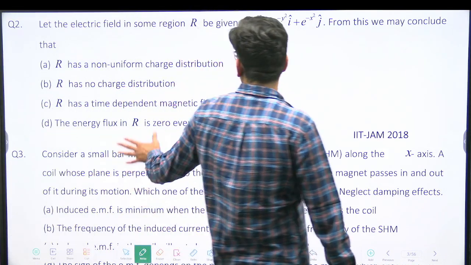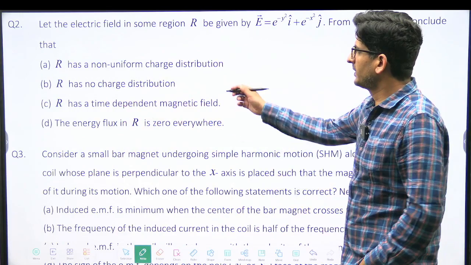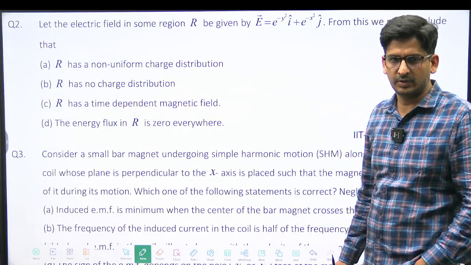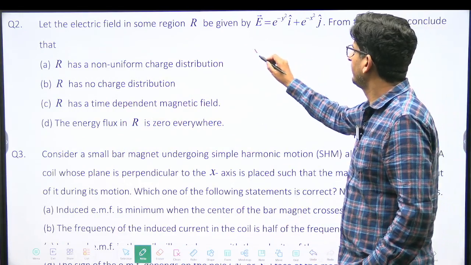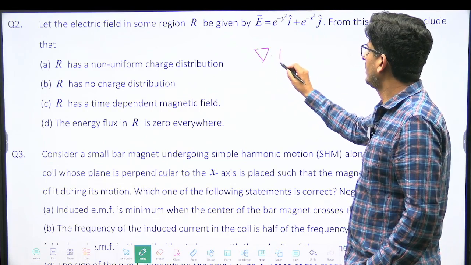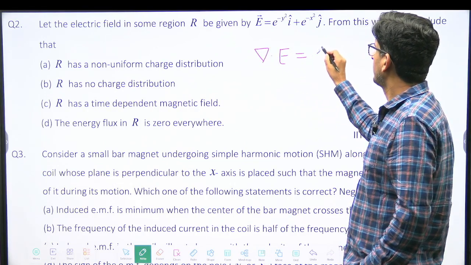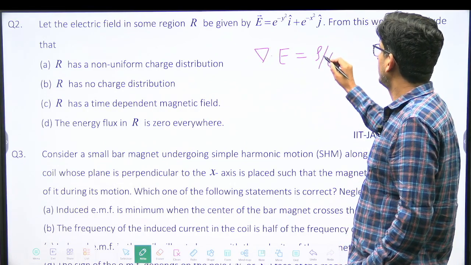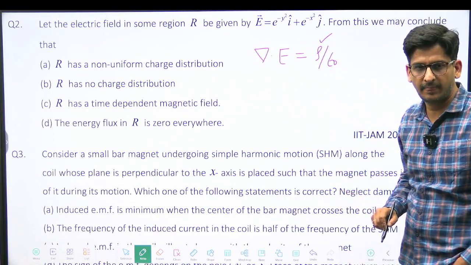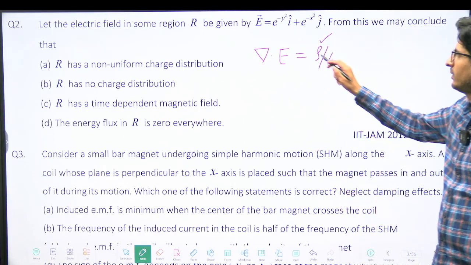So the first option talks about the charge distribution. If this is the electric field, del dot E is equal to rho by epsilon naught. So rho is the charge distribution. So calculate del dot E.